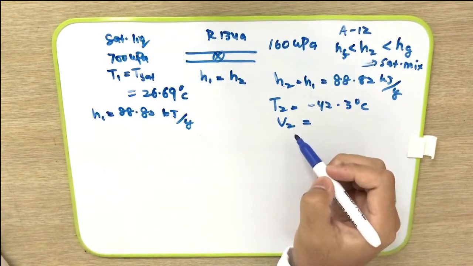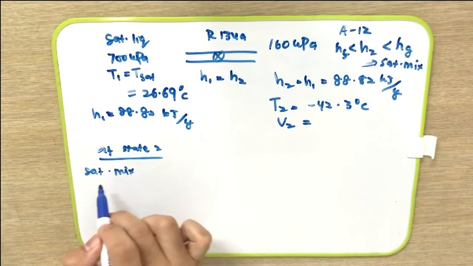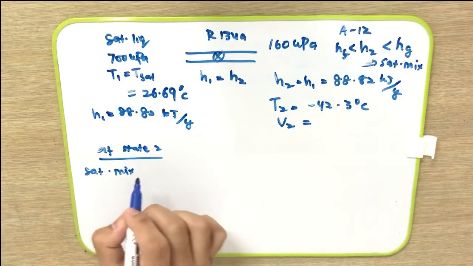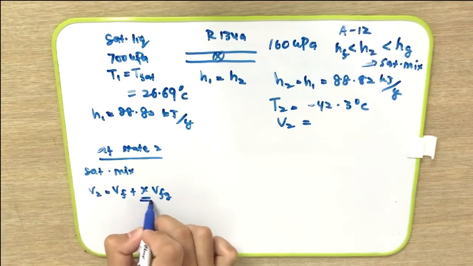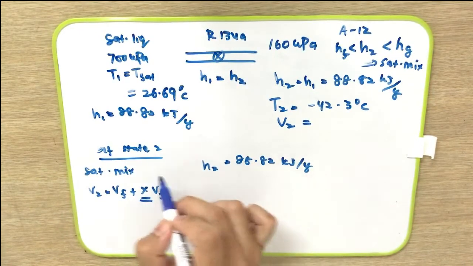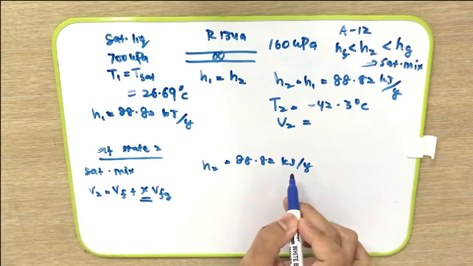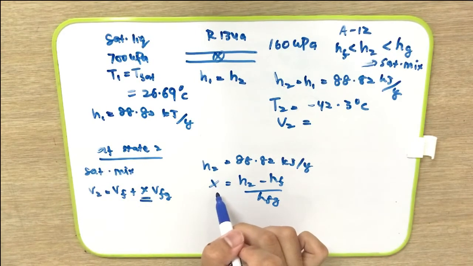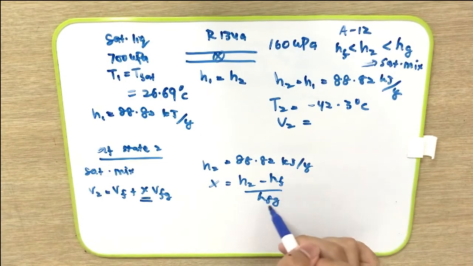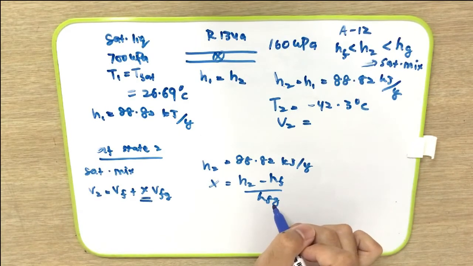Next, we need to find the specific volume at the outlet of this throttling valve. We know that at state 2, the phase is saturated mixture. So in order to find the V2, we need to use this equation, in which first we need to find the x. Previously, we have found the H for state 2 and we get 88.82 kilojoule per kg, and by using this info we can find the x. By using this equation, after we rearrange, we will get x is equal to H2 minus Hf over Hfg. Hf and also Hfg we can find from table A12 at pressure 160 kilopascal.